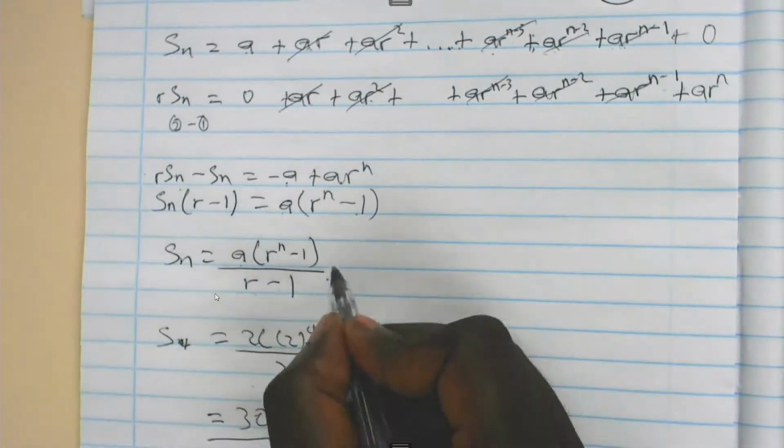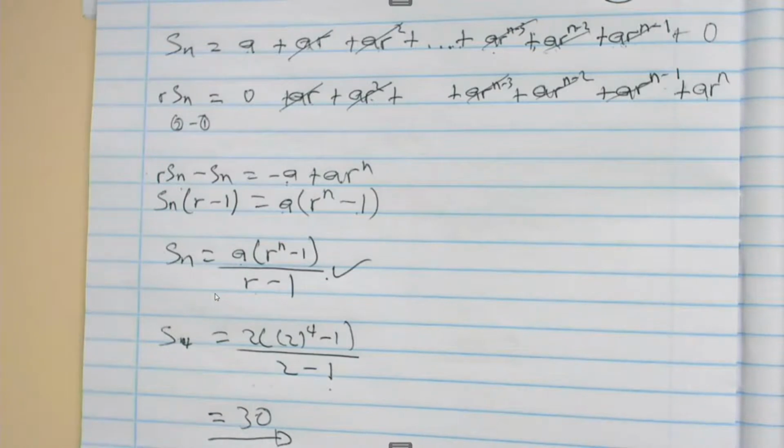This is the formula that is used to find the sum of the terms in a geometric series.